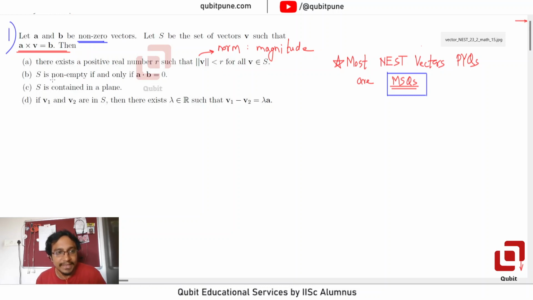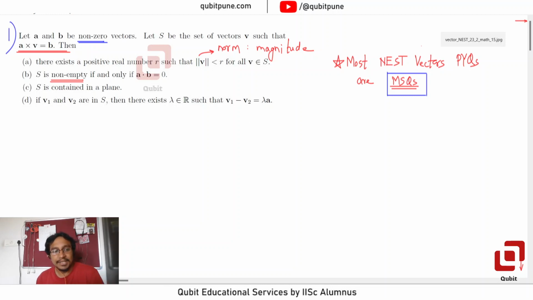S is non-empty if and only if A bar dot B bar is 0. S is contained in a plane. If V bar and V1 bar and V2 bar are in S, then there exists a scalar lambda such that V1 bar minus V2 bar is equal to lambda A bar. Okay.